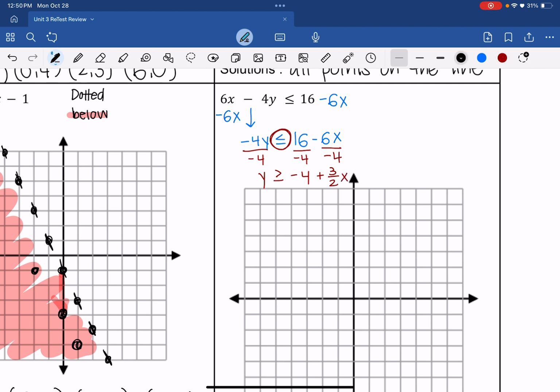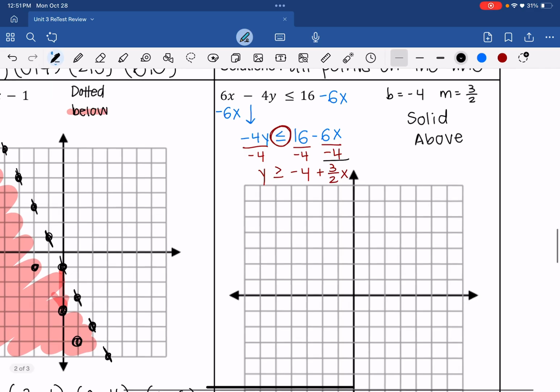So let's plan it out. So our y-intercept is a negative 4. Our slope is a 3 over 2, so I'm going to rise 3, run 2. This is going to be a solid line, and I'm going to shade above. So remember, when you're determining which side you shade, go to the ending equation after you solve for y.